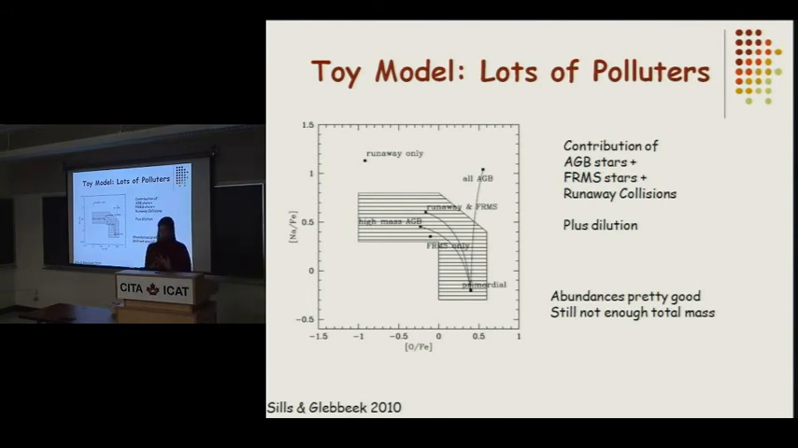We still don't have enough mass. If you include every single pollution mechanism we can think of, we still don't have enough. Well, the way runaway collisions work is that two of the most massive stars run into each other. They stay pretty big for a while, and other things keep coming in, and so on. You do end up with something like, this particular model was 750 solar masses of stars running into each other.